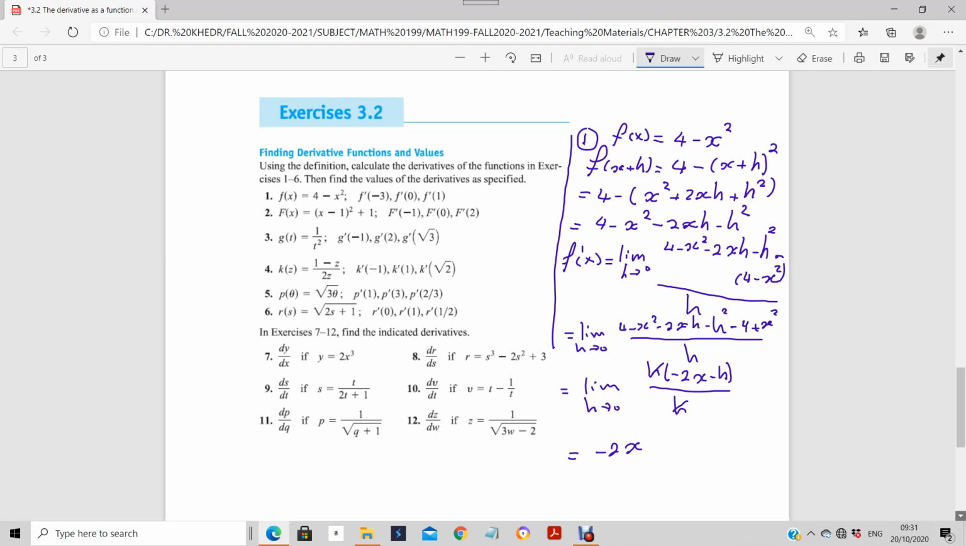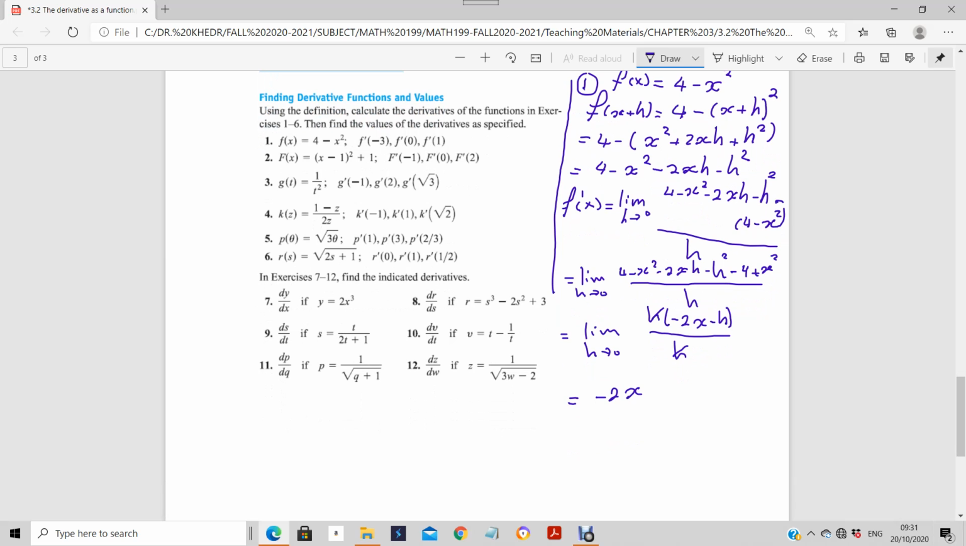Now, if we want to find the derivative of the function at minus 3, then you say f prime minus 3 equals minus 2 multiplied by x, which is minus 3, and you will get positive 6. And then f prime 0, you go back to this derivative function and you substitute x by 0, you will get 0. F prime 1, you substitute x by 1, you will get minus 2 multiplied by 1, you will get minus 2. So at these 3 different points, you will have 3 different derivatives.